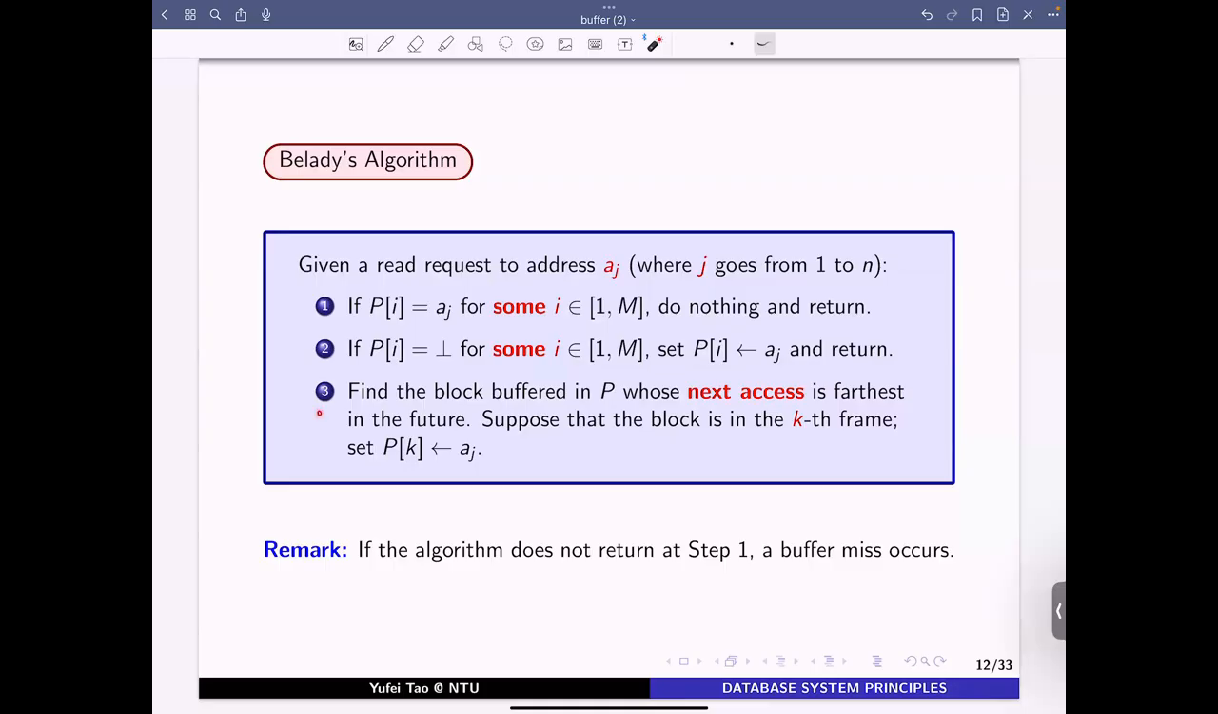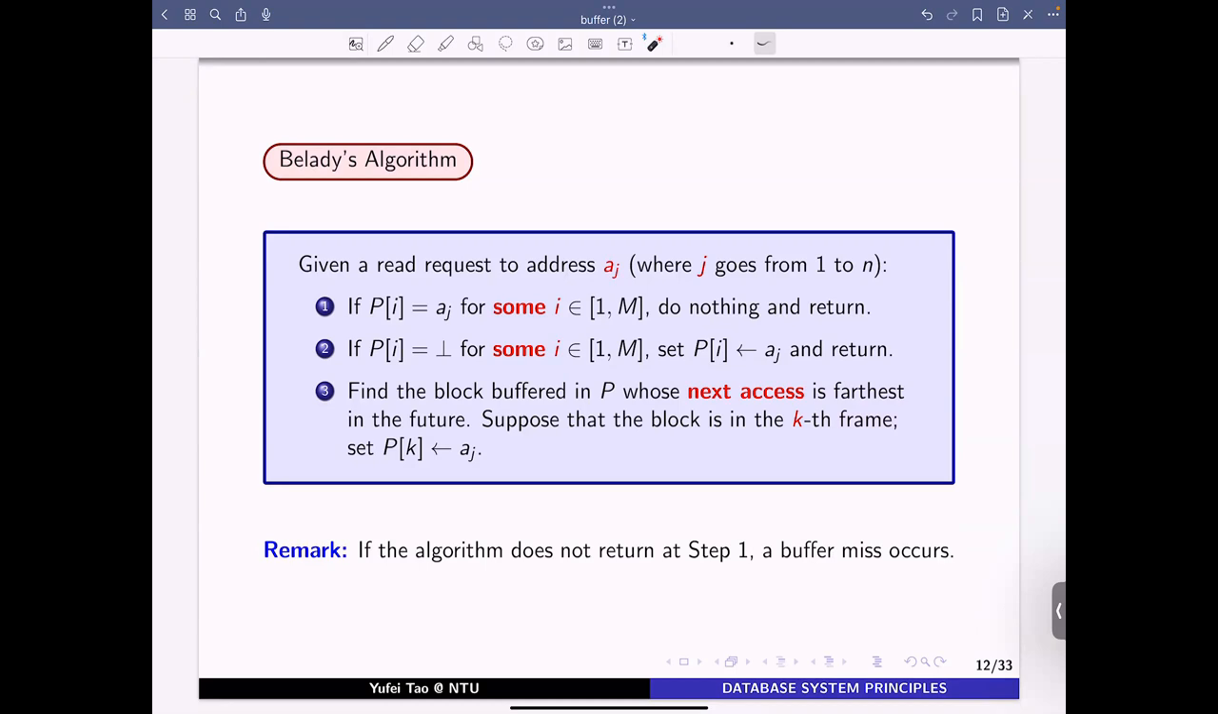The most difficult situation happens when the buffer is full. Okay, the pool is full, so all the frames are occupied. In this case, you are forced to evict an existing frame. You have to kick out an existing frame. So now you have to make a choice here: which of the existing frames to kick out.